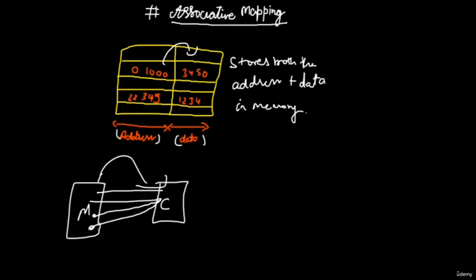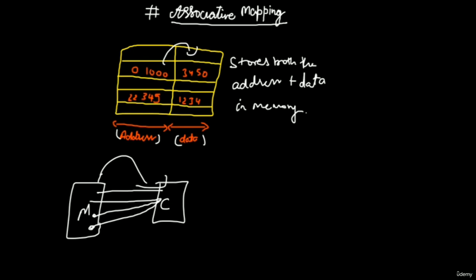When a CPU generates a memory request, the address is searched in the address field of an associative memory. If the address is found, then data is read from the memory, otherwise it's a miss and we have to go to the main memory. So that's the complete thing that we have to study in the associative mapping.